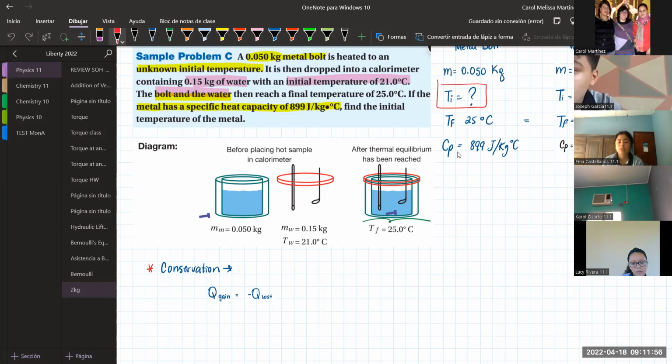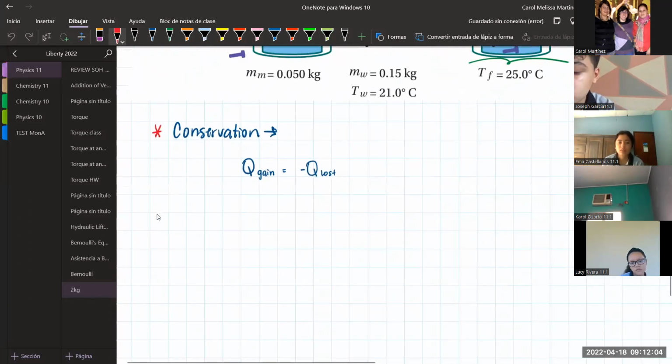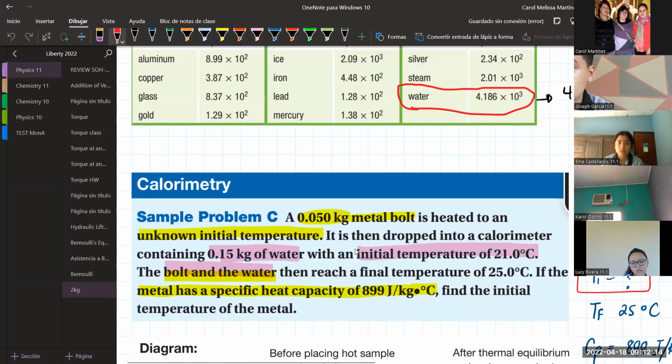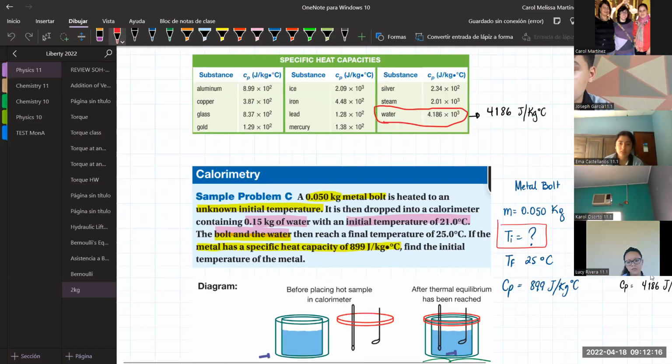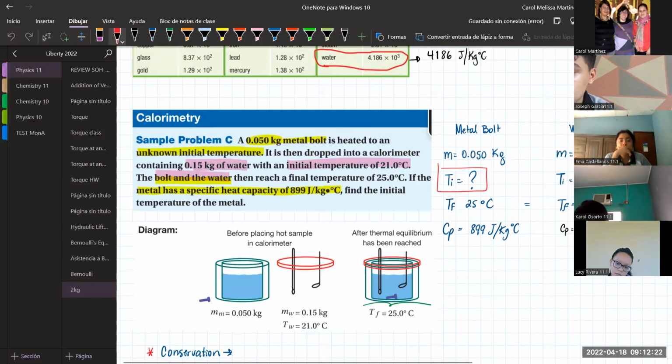Okay? So what does it mean? Q gain equals negative Q lost. In other words, this means that the energy that was gained in the system is the same as the energy that is lost. And that's why we separate our givens like this, metal and water, because one of them is going to gain energy and the other one is going to lose energy.